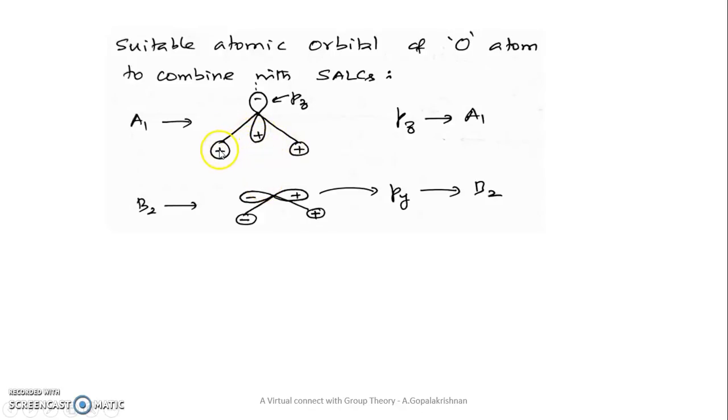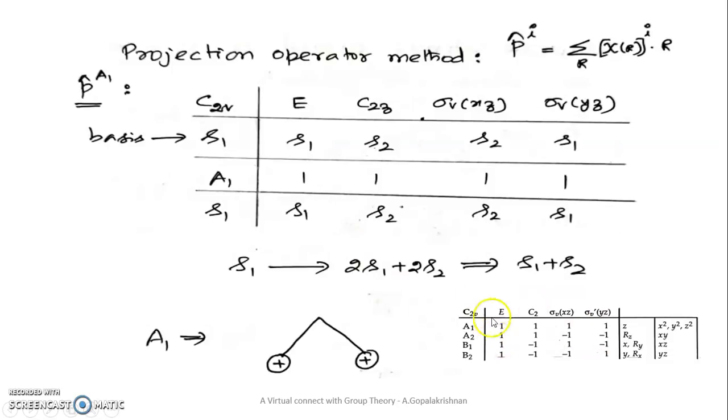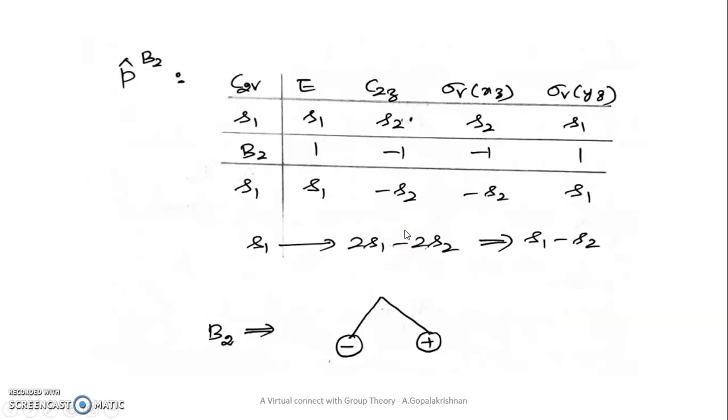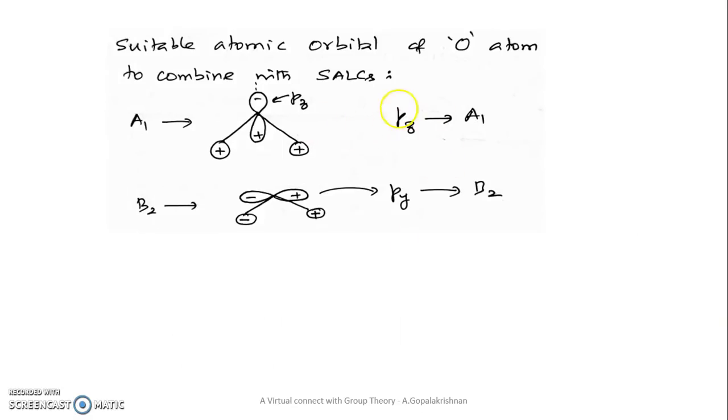Okay, so the suitable atomic orbital for the A1 group orbital is pz. If you analyze the character table, the pz orbital belongs to the A1 representation. The atomic orbital that you are choosing must also belong to the same irreducible representation. That is very important, because they should have the same symmetry. So the group orbital and the atomic orbital must have the same symmetry, so they combine and form a molecular orbital.